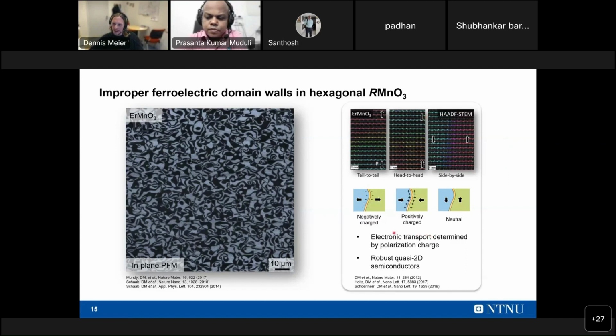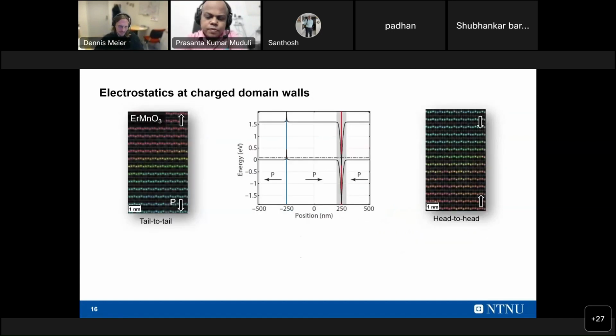Because of the charge state given by the polarization, these walls are expected to have different transport properties, and because of the stabilization through the structural order parameter, we really have robust quasi-2D semiconducting interfaces we can play with. That's why I'm so happy about this model system, and we are doing a lot of investigation on this one. You can do all these comparative studies within the system.